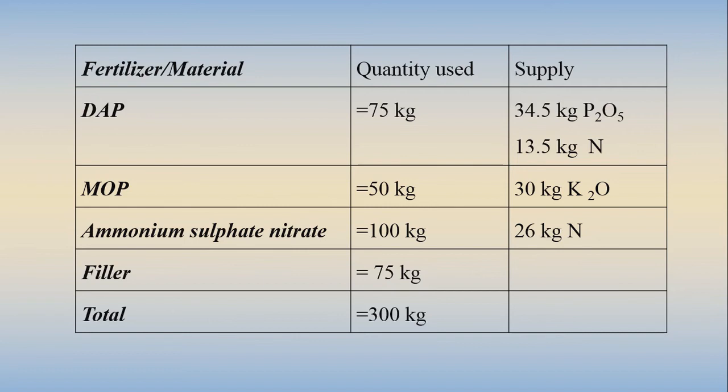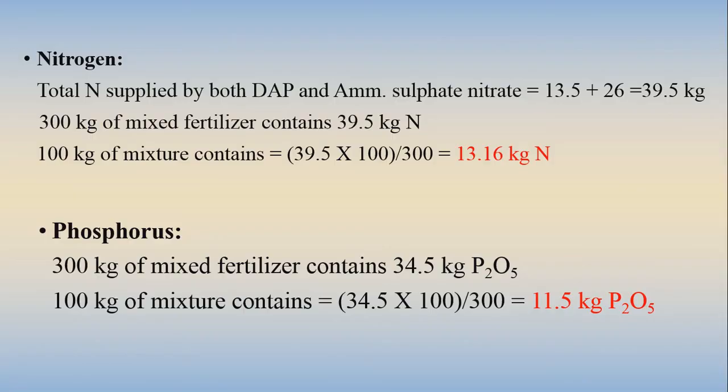If you see here, there are two sources for nitrogen, that is DAP and ammonium sulfate nitrate. DAP supplies 13.5 and ammonium sulfate nitrate supplies 26 kg. Means the total mixed fertilizer contains 39.5 kg of nitrogen. But in order to express in terms of fertilizer grade, we have to obtain for 100 kg. So how much does 100 kg of fertilizer mixture contain? It is obtained by simple cross multiplication of 39.5 into 100 divided by 300, that is 13.16 kg nitrogen.